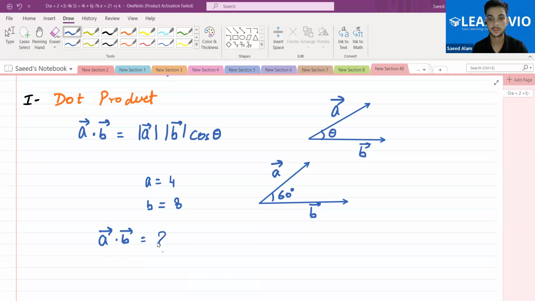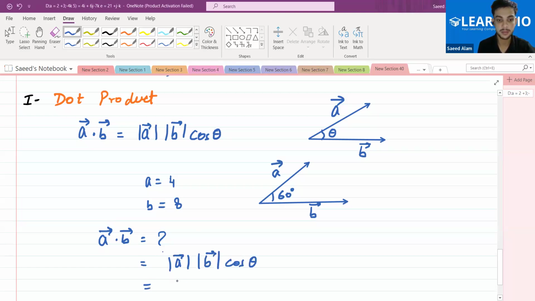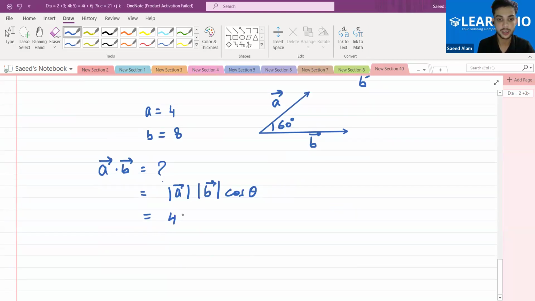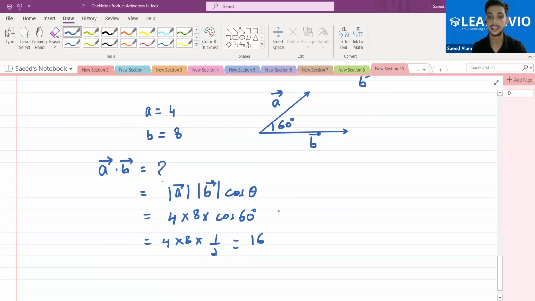4 into 8 cos 60. That will be magnitude of A into magnitude of B into cos of theta, the angle between them. So that will be 4 into 8 into cos of 60, and cos 60 is 1 by 2. So we will end up with 16. Okay, so this is the dot product.